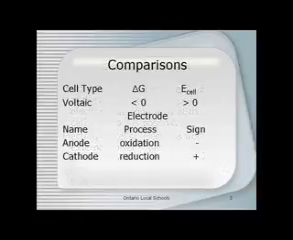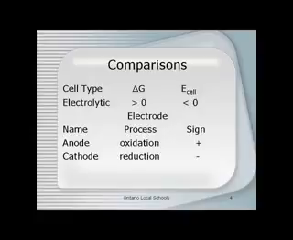Further comparisons as we look at voltaic cells: delta G, which is Gibbs free energy, is less than zero. Voltaic cells are spontaneous, and the energy of the cell is greater than zero. The anode is where oxidation takes place, and the sign or the charge there would be negative. The cathode is where reduction takes place, and the sign of the charge there would be positive.